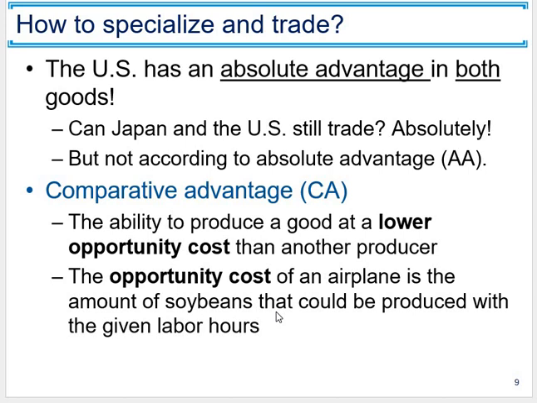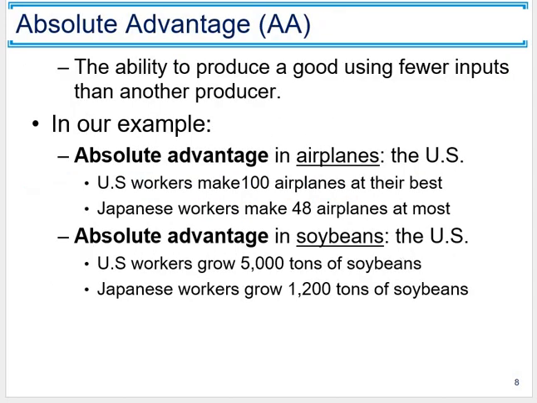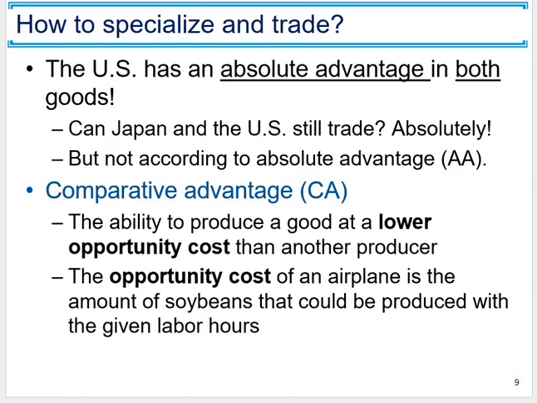Looks like we got a problem here. See, from the last slide, we realized that the US has absolute advantage in both airplanes and soybeans production. So does it mean the US should do all the job and let Japan just sit there and wait? That is not true. Even though the US has absolute advantage in both goods, there is still a chance to trade.